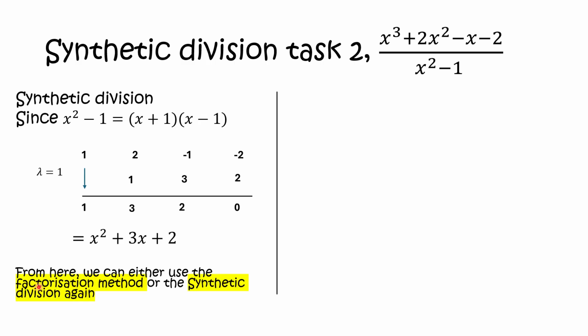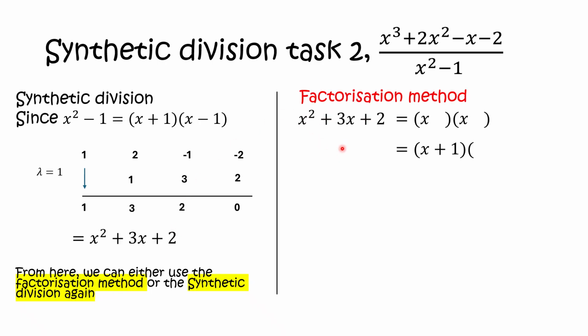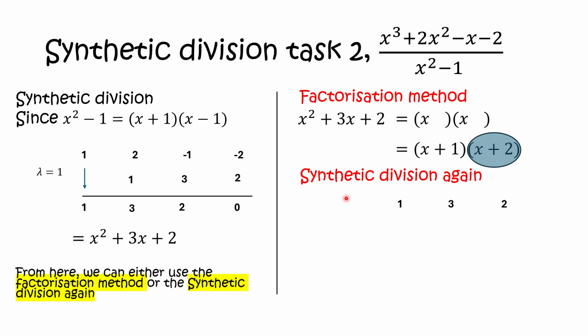Now, there are two approaches here. I could use the factorization method, which is easy, or use the synthetic division once again. Using the factorization method, I would have x plus 1 times x plus 2. But because I know that the x plus 1 was part of the divisor, the one that comes out as our final quotient is x plus 2. Method 2, using the synthetic division again. If we continue with our synthetic division, once again, we are going to get x plus 2, which we obtained previously.